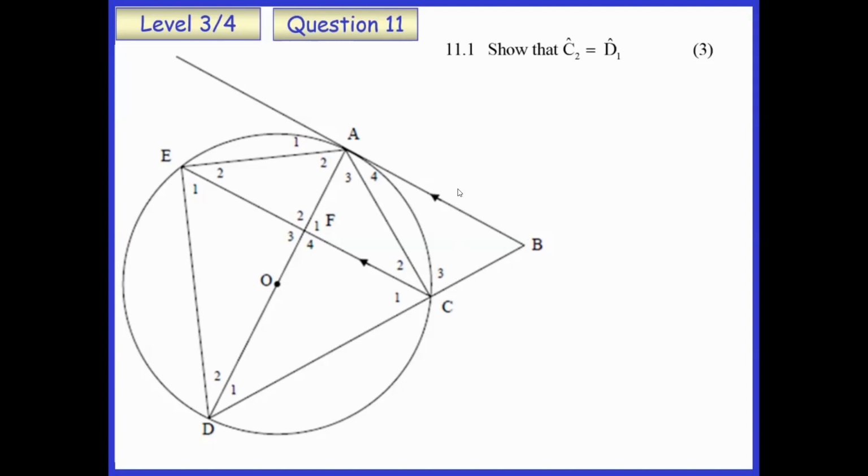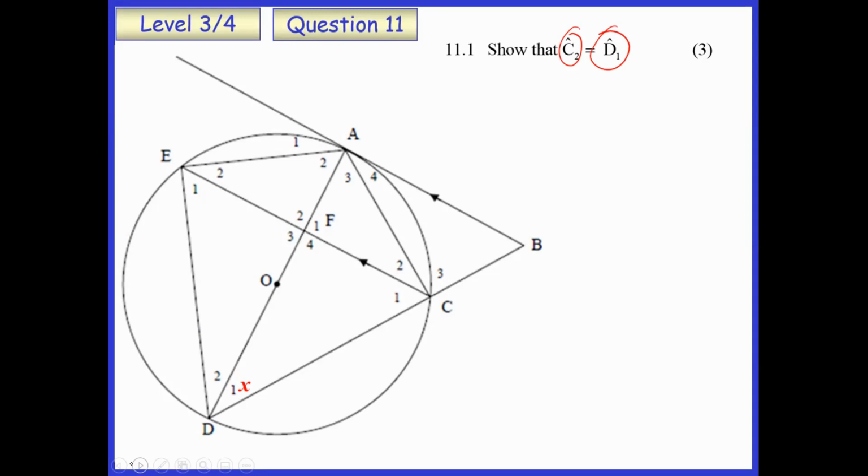So we have parallel lines. Can you see the parallel lines? Yes, sir. We also have a tangent. AB is a tangent. The question here is to show that C2 is equal to D1. So in an exam paper, you get a question like this, and the problem is, where do you start? You can either start with C2 or D1. In other words, call one of them X. It doesn't matter which way you go. In this case, I decided to call D1 X.